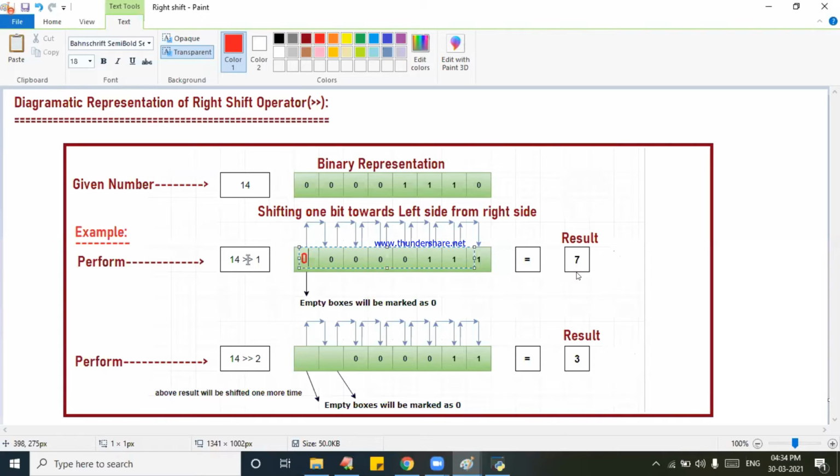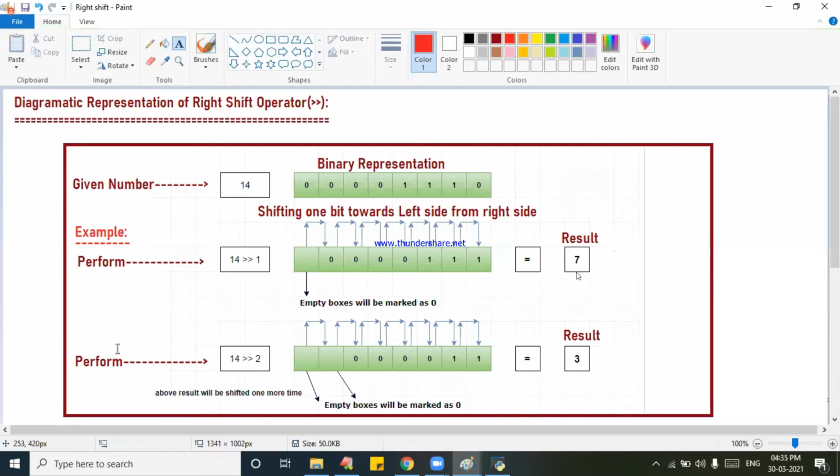Sanjay Kumar Reddy, please leave it. I will explain that, binary numbers I will tell you, don't worry. First, 14 by 2 to the power of 1. How much? It is 7. We got the result 7.